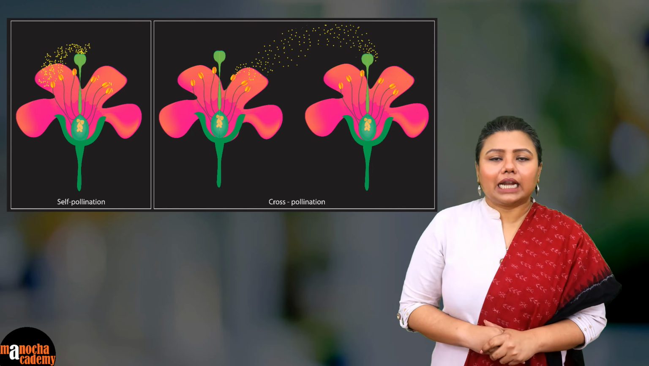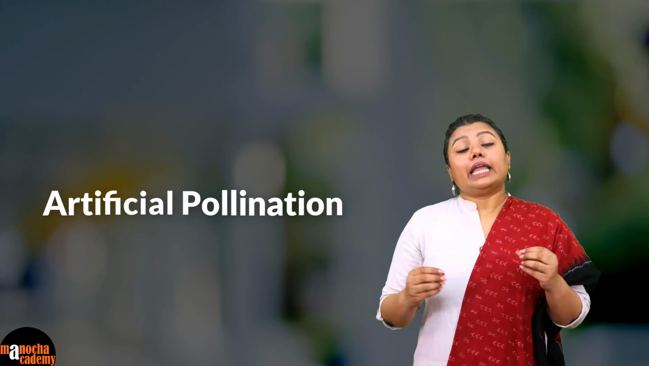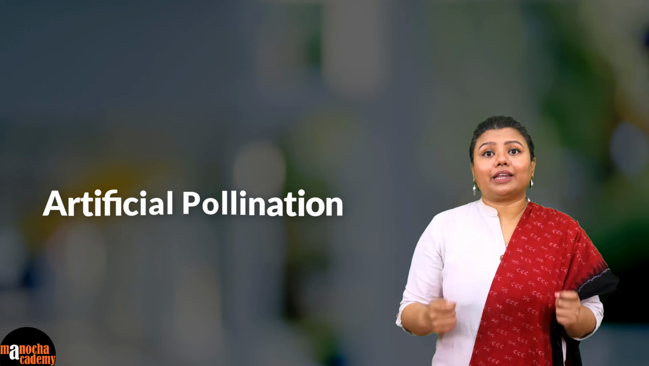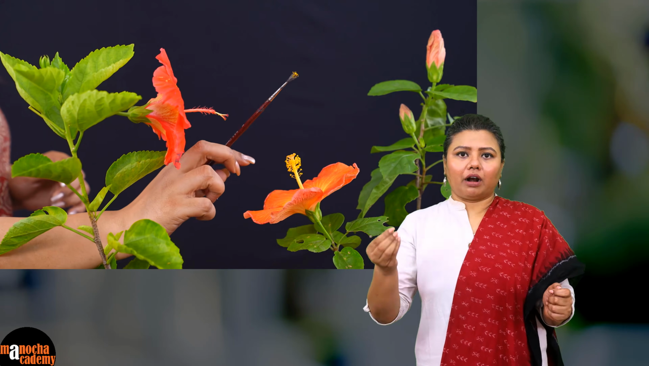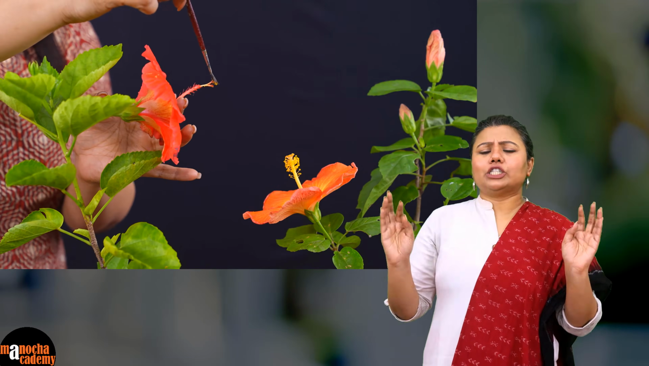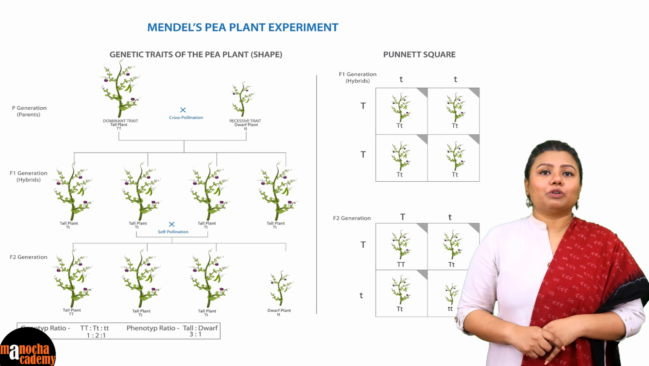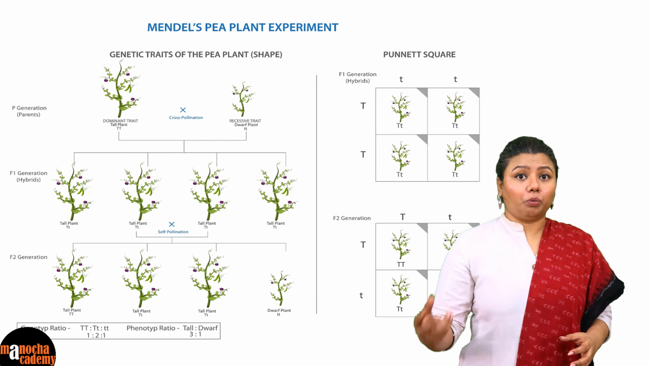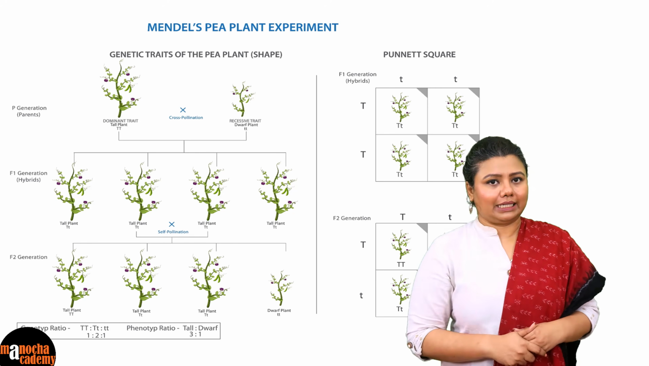Apart from this, there is another type of pollination which is called artificial pollination. In artificial pollination, you can yourself take a brush, take the pollen grains from a male flower, and dab it on the female flower to carry out pollination artificially between two flowers which would otherwise not naturally cross-pollinate. Something like this was already done by Mendel when he was crossing a tall pea plant with a dwarf pea plant, or a pea plant with yellow seeds with a pea plant with green seeds.